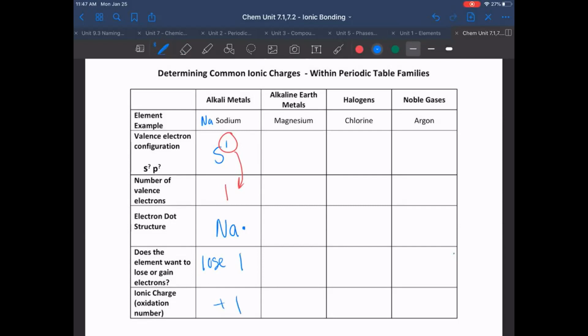All right, Mg, magnesium, what is that one's valence electron configuration? S2. How many valence electrons? 2. Then we will draw its electron dot structure. What do you think magnesium wants to do? Gain or lose? Its charge will be +2.